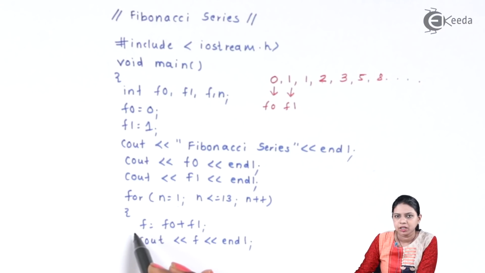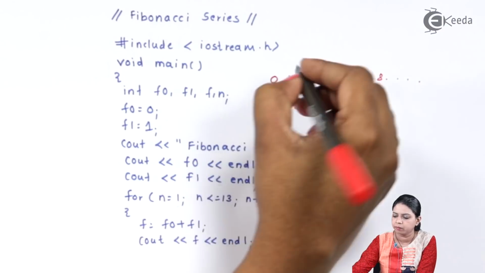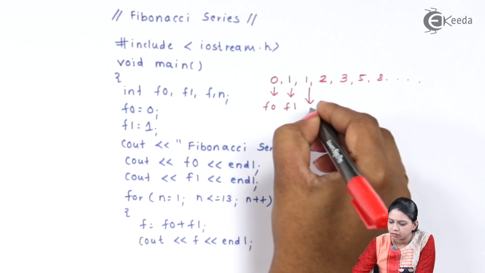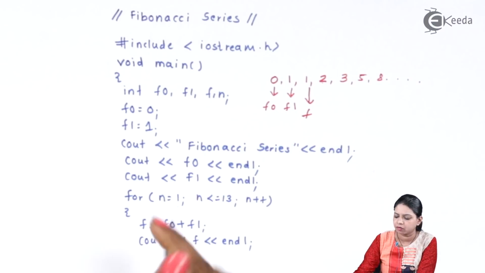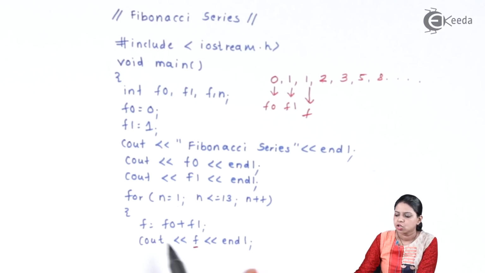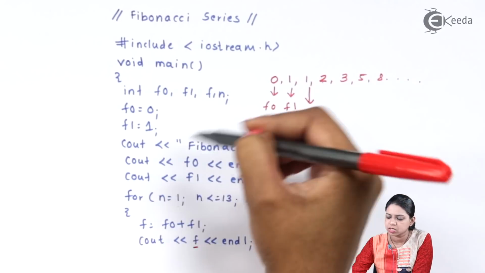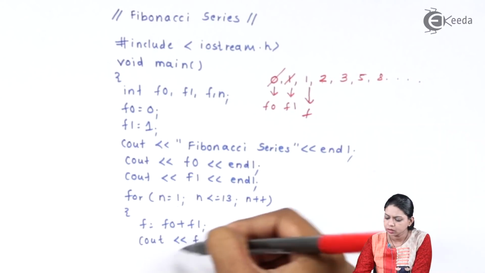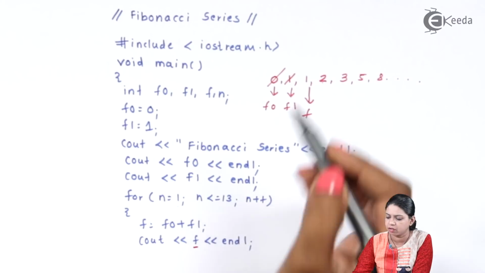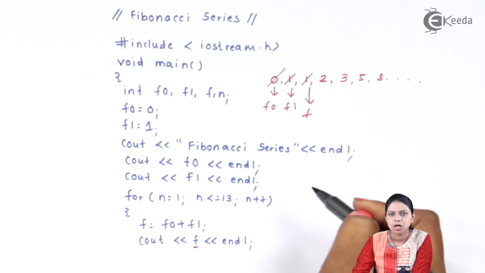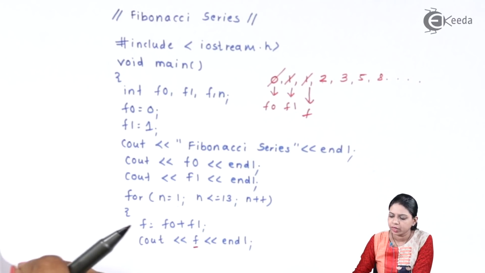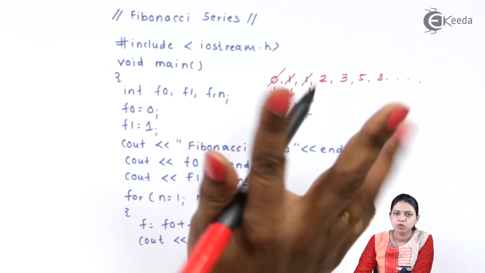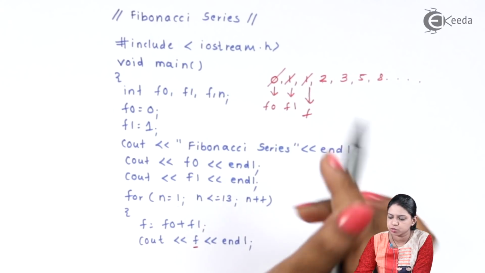So what will happen here? I will be calculating the third term, that is f, and your f is going to be f0 plus f1. So I wrote here f is equal to f0 plus f1. And then I will print the value of f. So in this case I got my first term which is fixed, that is 0. Then I printed 1. Now I am printing the third term, that is f, and my f I also got as 1. Now next what will happen? Now your terms will get exchanged. Your terms will get exchanged means what?